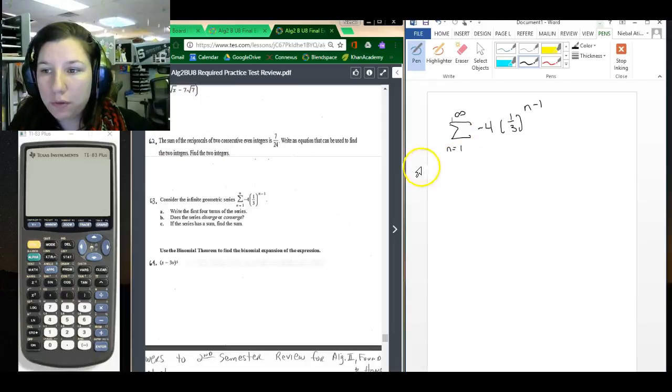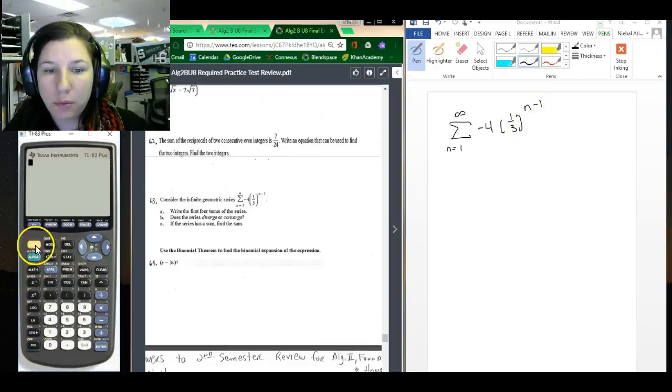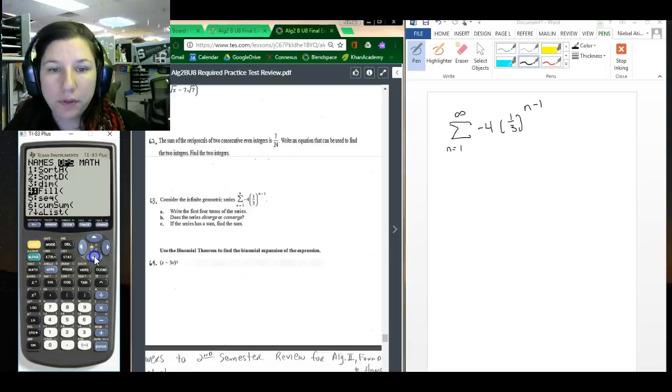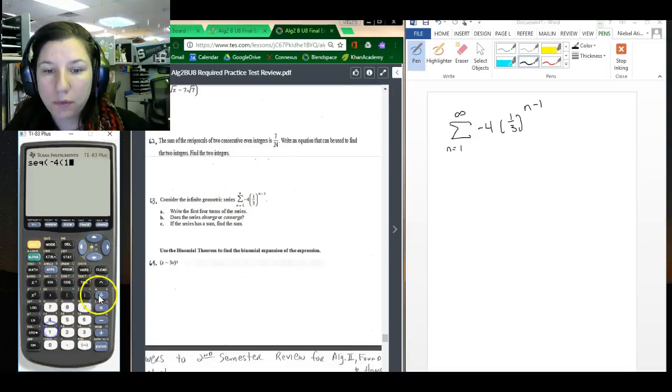So you can do those manually, by substituting n as 1, n as 2, n as 3, and n as 4, and seeing what you get. Or you can use your calculator. You press the yellow button and then stat. We're going to go over to ops, sequence. I'm going to type in the equation, -4 times 1/3 raised to the x minus 1.